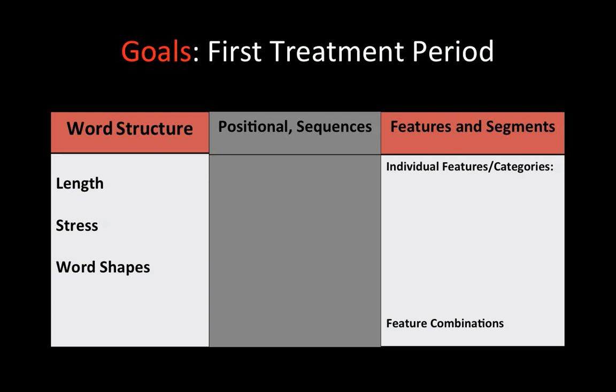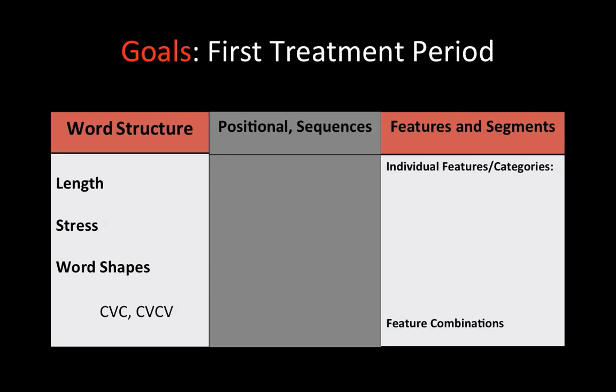Probably not length. He's doing okay. Stress, maybe he needs that, but he just turned 3, so he's doing okay for that. But really, the word shapes are still a bit at the low end of development. So we need to really target the basic word shapes of English, CVC and CVCV. Does everyone agree with that? Okay, so CVC and CVCV for the first treatment period. We can talk about segment choice and strategies after we select the segmental goals.